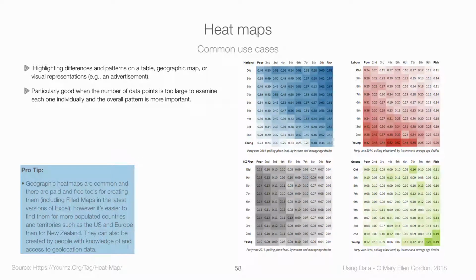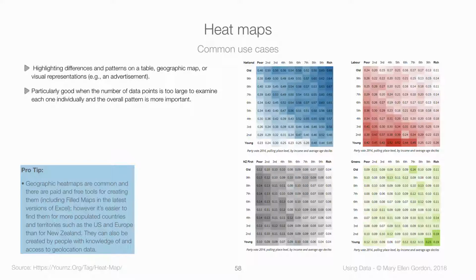The type of visualization shown here are heat maps. Heat maps tend to be used to show patterns and also differences, especially in situations where you've got a large number of data points and those data points do tend to form some sort of pattern. It's not as good when you're really interested in a specific data point.